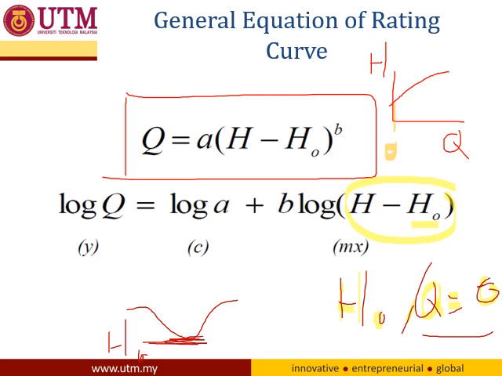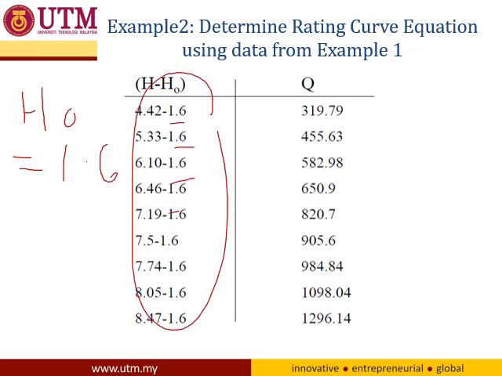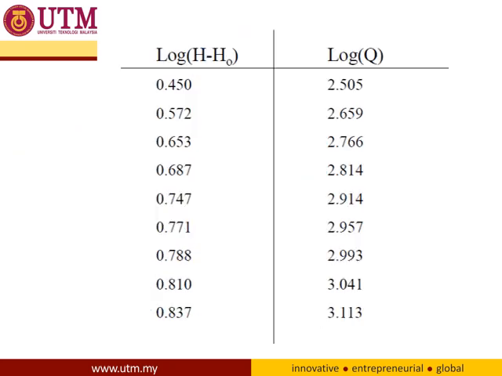If you want to produce this formula, what you do is log everything: log Q equals log A plus B log. Because if you do log, B comes in front. Because you want from Q equals 0, you must minus H naught. For this example, H naught is 1.6. That's why you minus 1.6. So this is the Q that you observe. Then you log them.